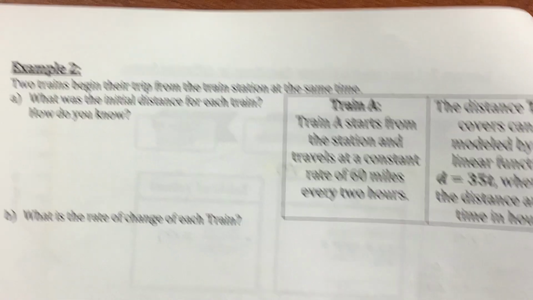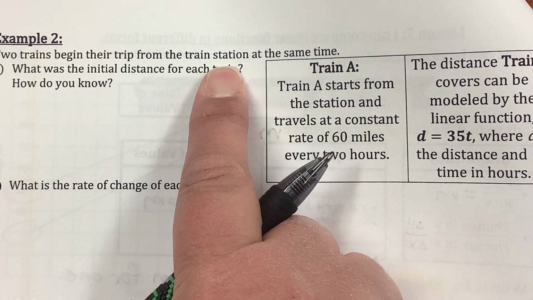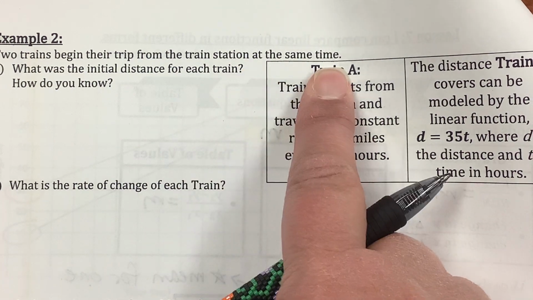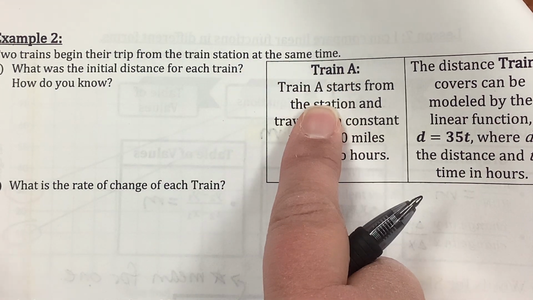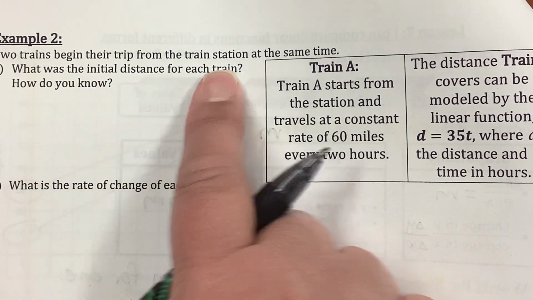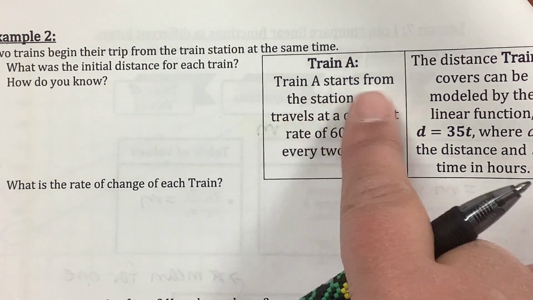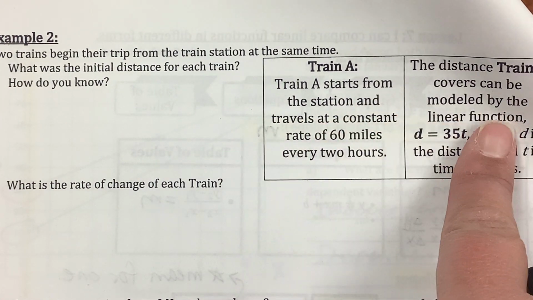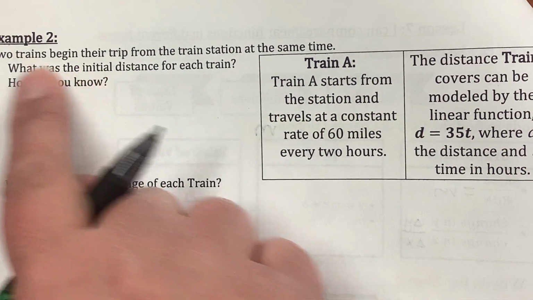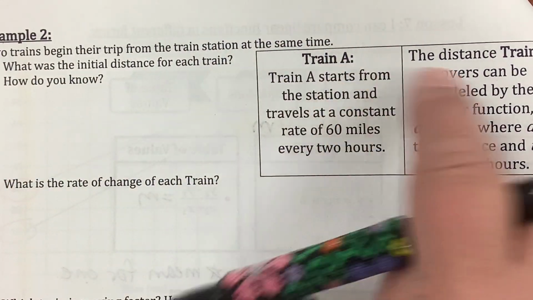Example 2. 2 trains begin their trip from the train station at the same time. That's some pretty interesting information. What is the initial distance for each train? Well, they both begin in the same place. So their initial distance is the same, and they're both 0. Train A starts at the train station. Well, so does train B, because it says the two trains begin their trip at the train station.